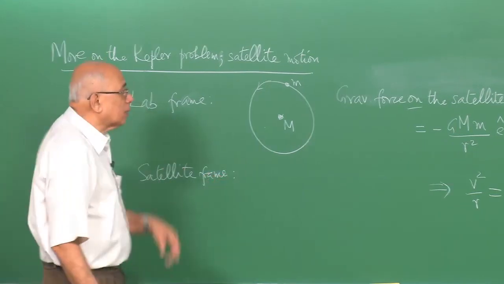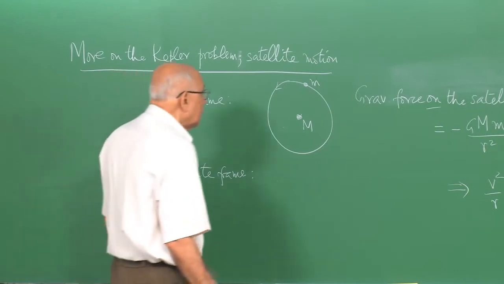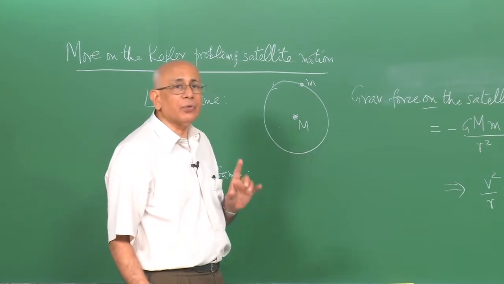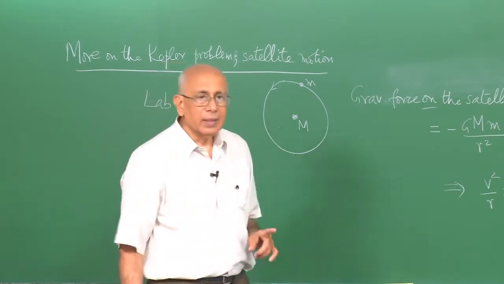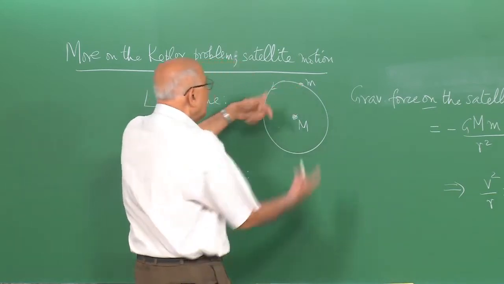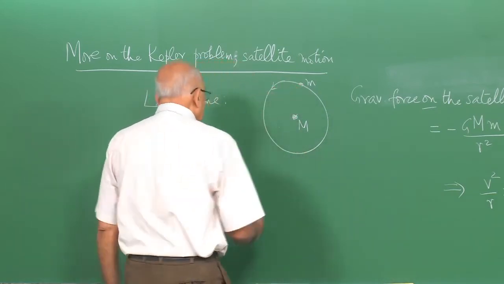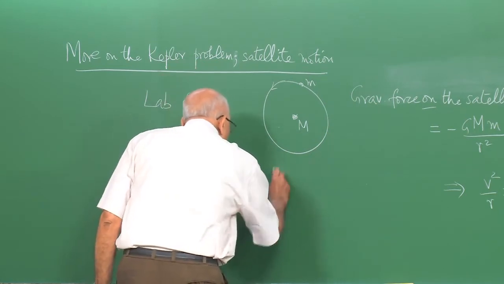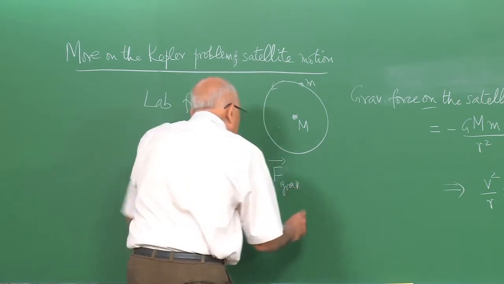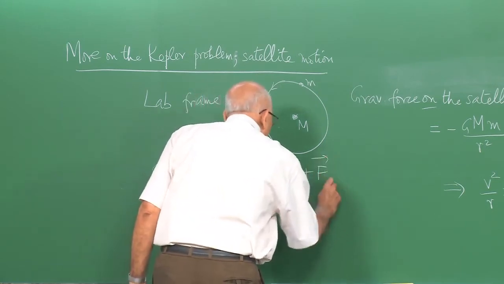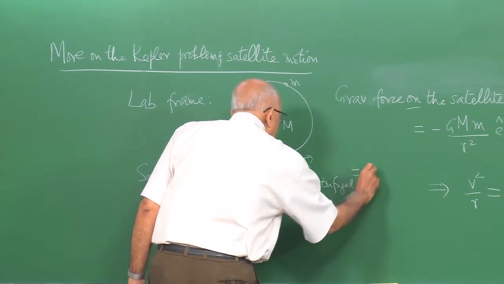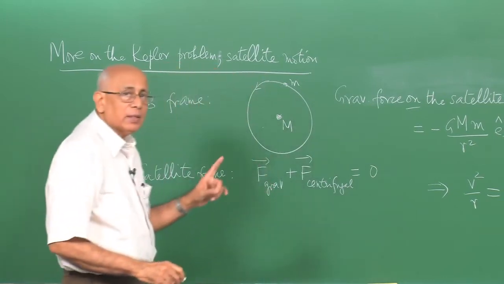In this satellite frame, something very different happens. Here it's a rotating frame of reference, and therefore there's a centrifugal force, an inertial force in this frame of reference, which is experienced by an astronaut sitting in there, in addition to the gravitational force. So in this case, the two forces are F gravitational inwards towards the center of the earth, plus F centrifugal, and this is equal to 0 because they balance each other exactly.